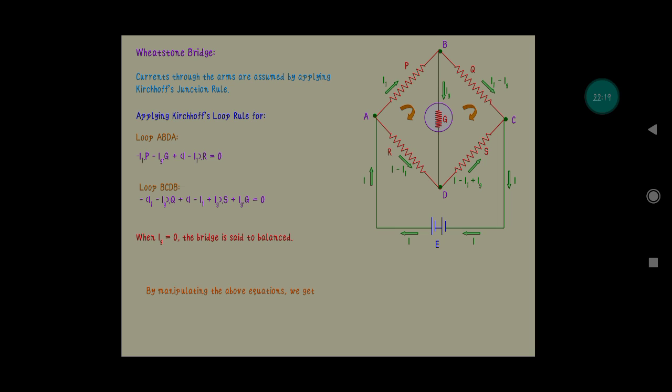By substituting in the above equations, in the two equations if you put IG as 0, you are getting P by Q, which is equivalent to R by S. This condition is called a balanced condition.